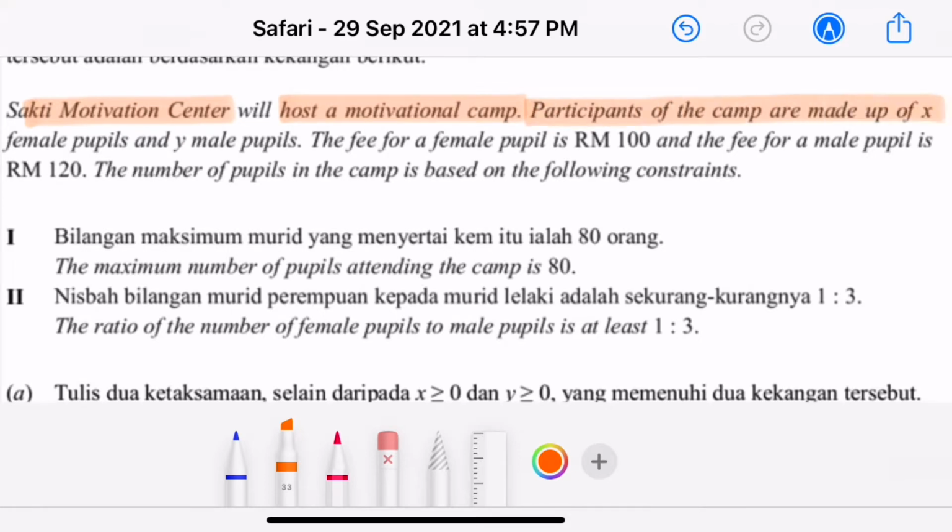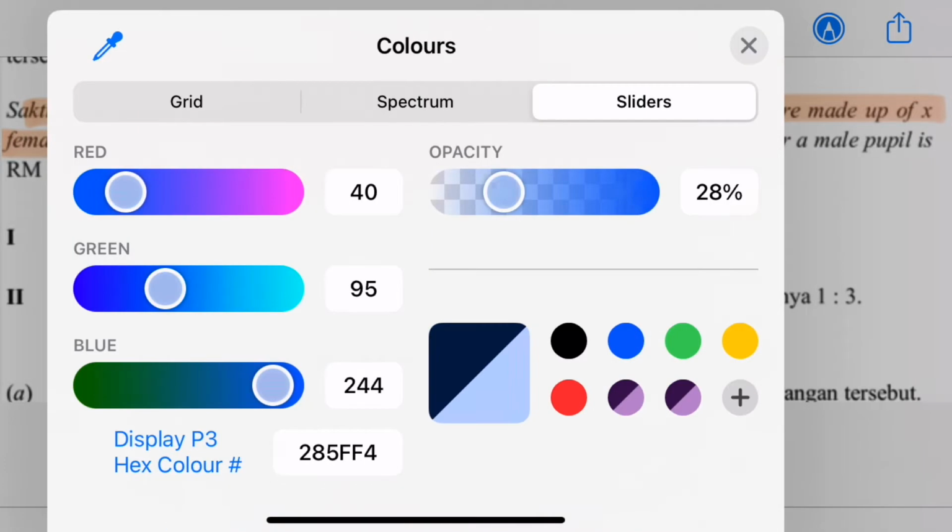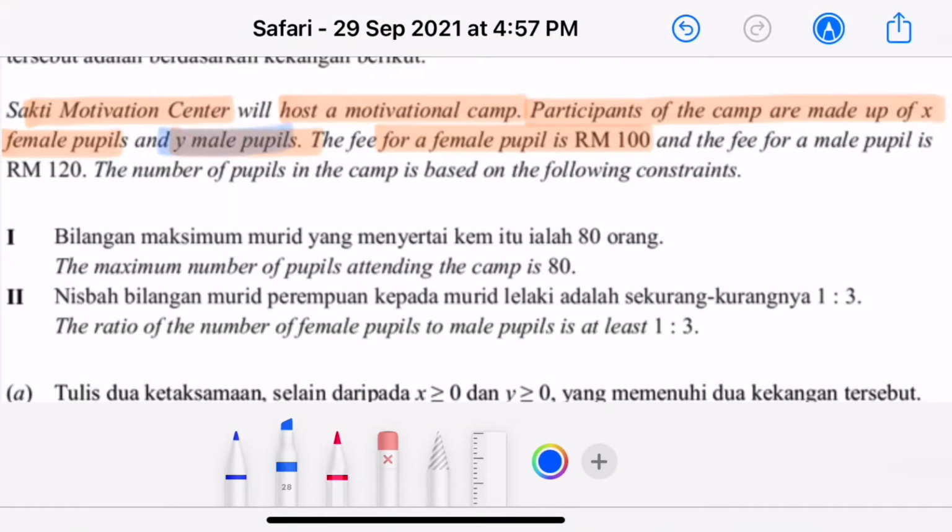Participants of the camp are made up of x female pupils and y male pupils. The fee for female is Ringgit Malaysia 100, whereby the fee for male pupil is RM120. The number of pupils in the camp is based on the following constraints.